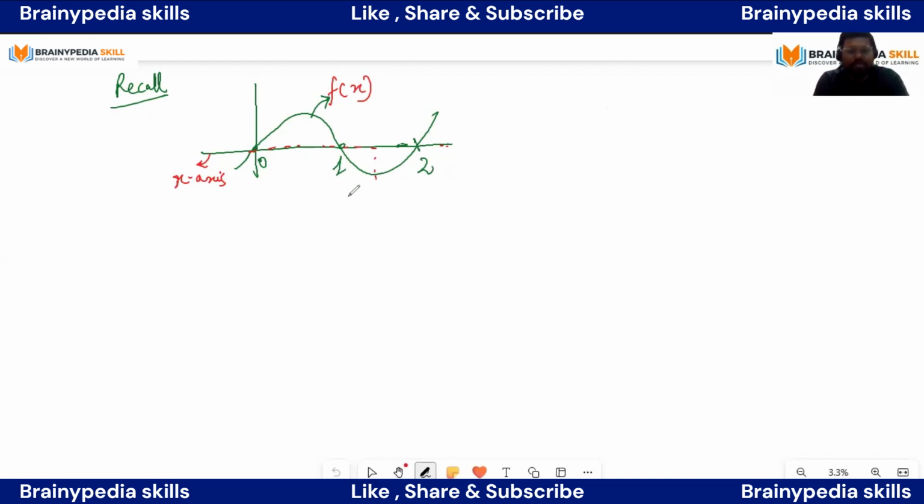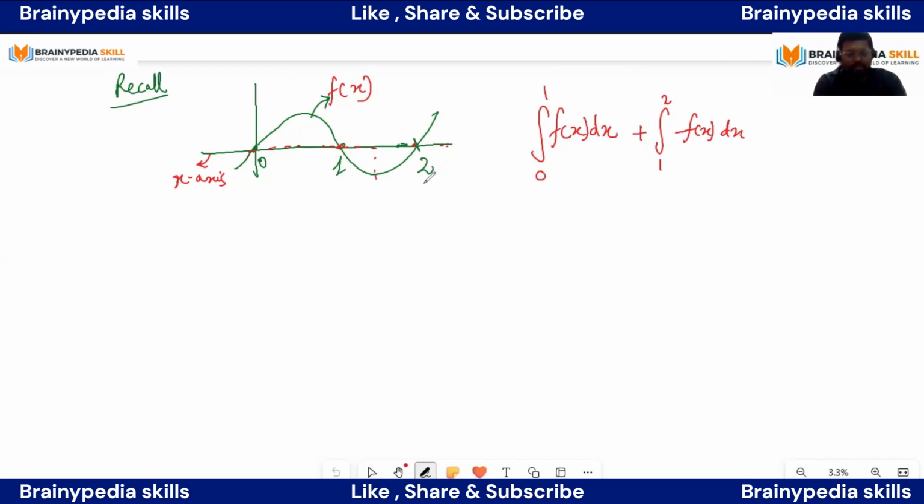So what we are going to do? From 0 to 1, you need to take positive integral f of x dx, plus from 1 to 2 you need to take minus integral f of x dx. Why? Because this one is lying below the x-axis.